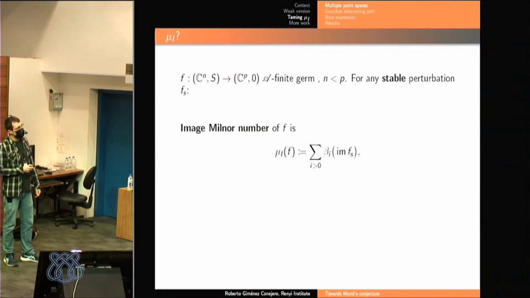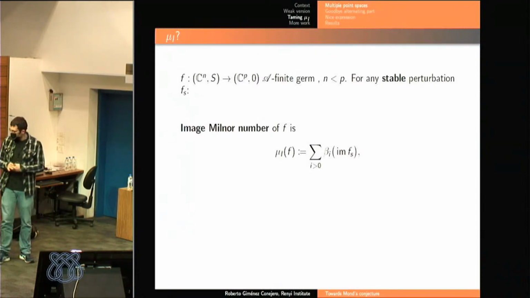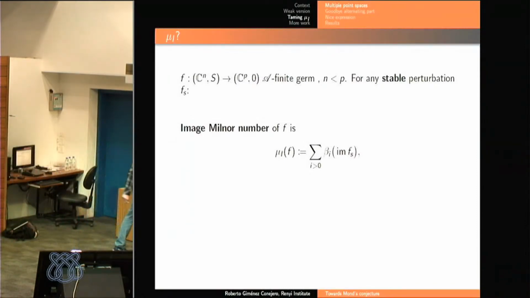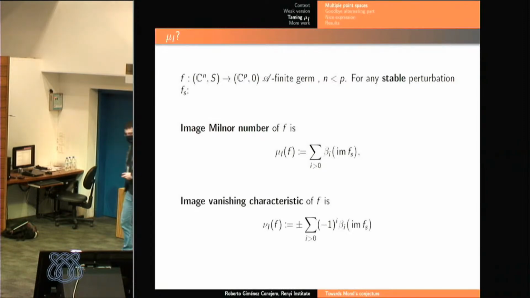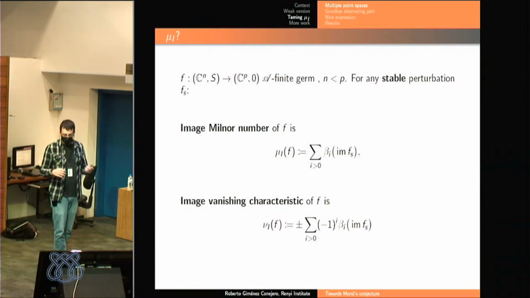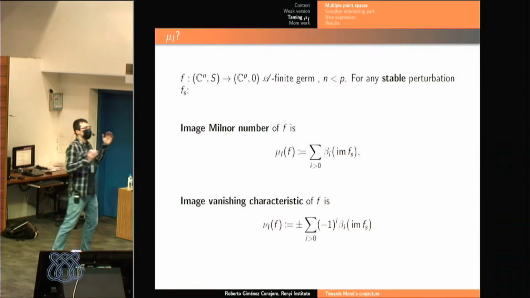You consider a stable perturbation, fs, and you can take all the Betti numbers, because in this case you don't have homology only in one dimension, the middle dimension. You have several dimensions where you can find homology in the stable perturbation. So one thing that you can do is take the sum of all the Betti numbers. Another thing that you can do is take the difference between the Euler characteristic of the special fiber and the zero fiber. This is just taking an alternating sum with a convenient sign, the sign of the dimension, like in the Euler-Poincaré characteristic.